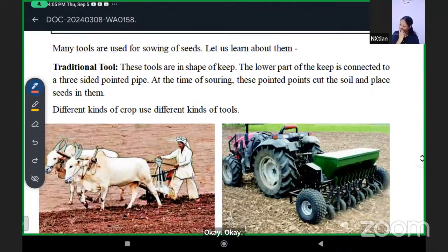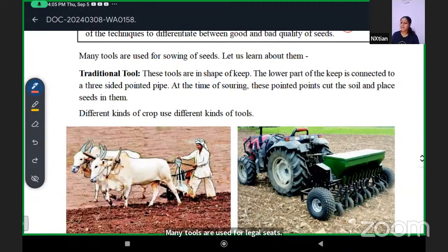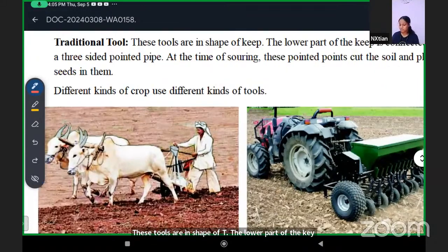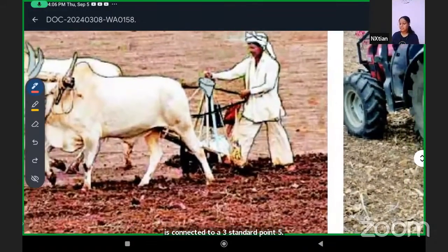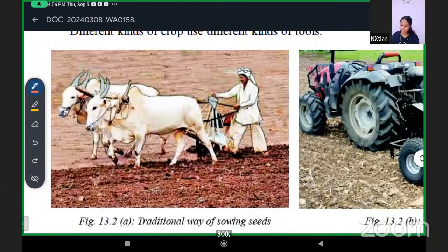Many tools are used for sowing of seeds. Let's learn about it. There are tools that farmers use to sow the seeds. There are traditional tools and there are modern tools. Traditional tools are in the shape of a funnel. The lower part of the funnel is connected to a three-sided pointed pipe. Can you see this diagram? Can you see the pipes here?